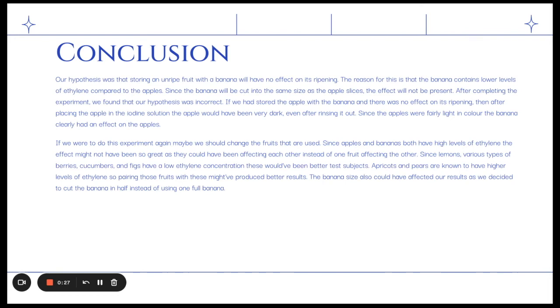If we had stored the apple with the banana and there was no effect on its ripening, then after placing the apple in the iodine solution, the apple would have been very dark, even after rinsing it off. Since the apples were fairly light in color, the banana clearly had an effect on the apples.